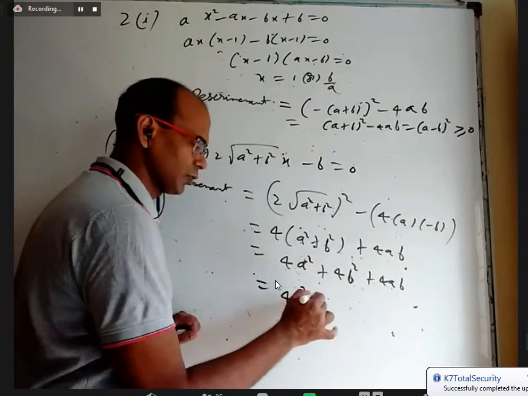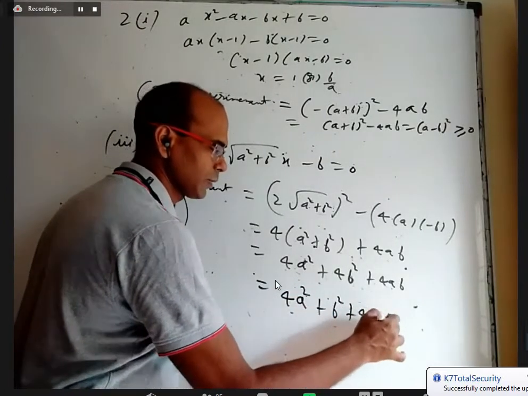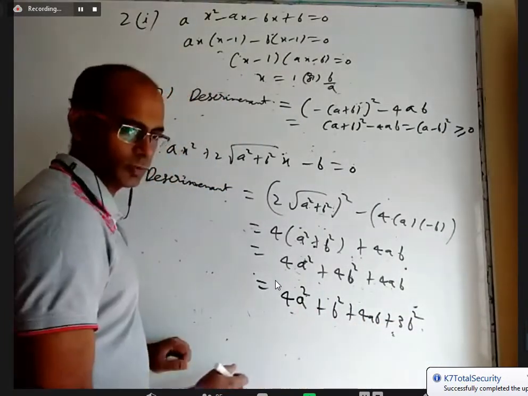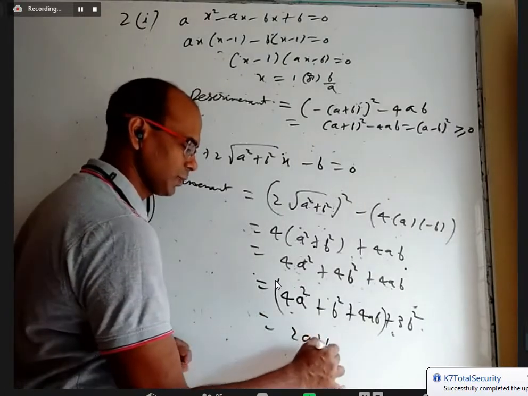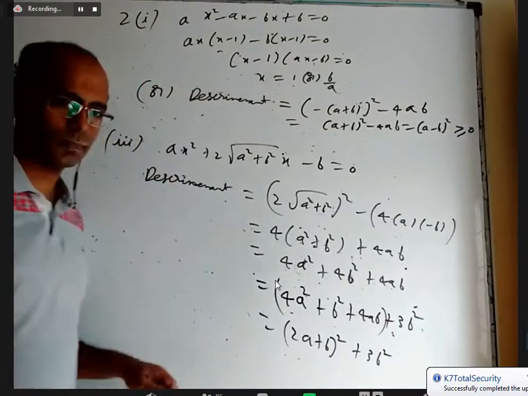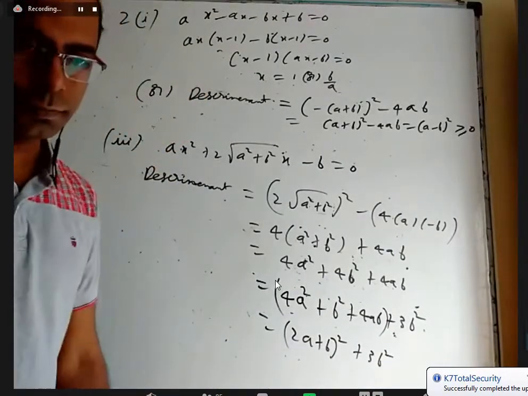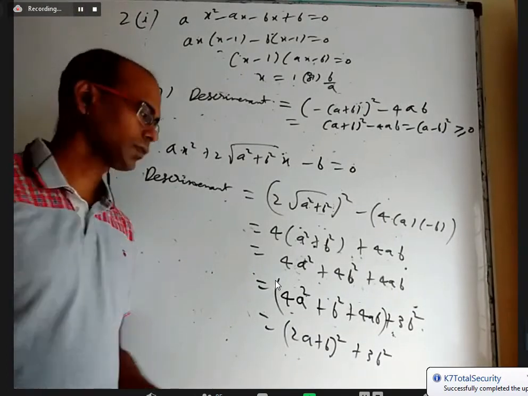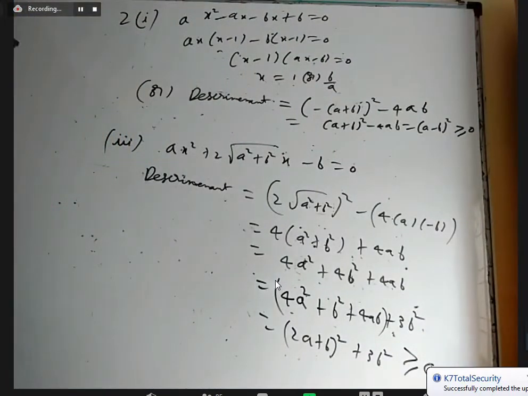I'll take 4a square plus 1b square plus 4ab plus 3b square. This part is a perfect square, only this part. What is that? 2a plus b whole square plus 3b square. Something square plus something square. Can it be negative? No, sir. So this is greater than or equal to 0. Right?